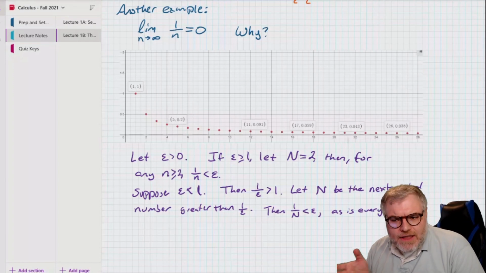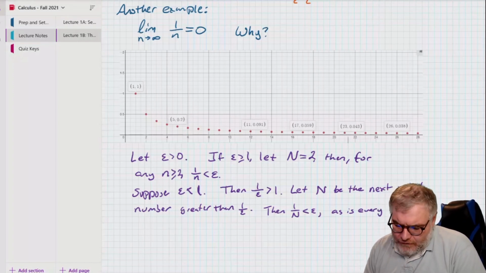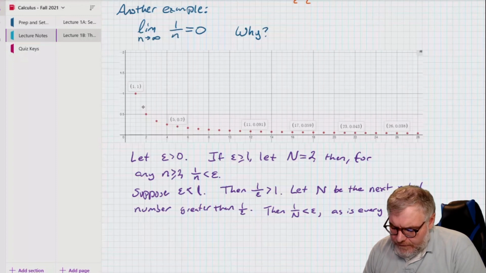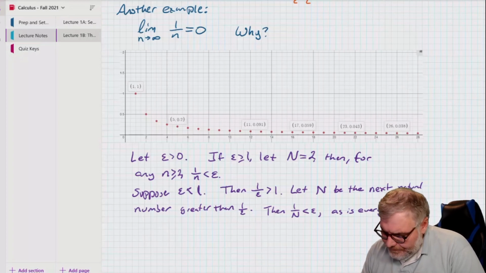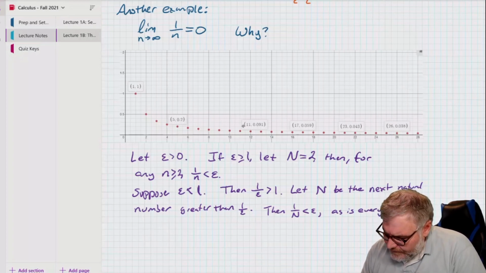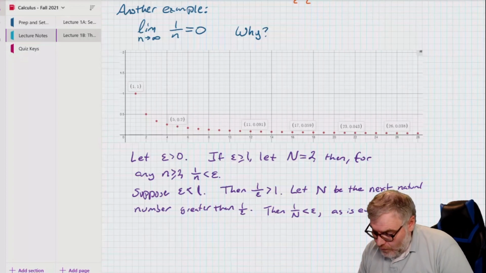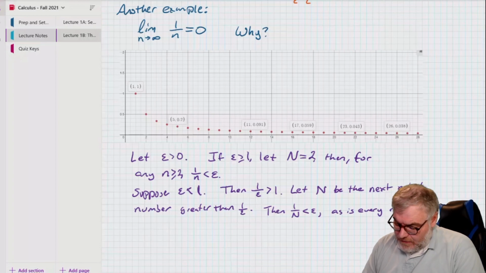Okay, so let's do another example. Let's show that the limit as n goes to infinity of 1 over n, forget about the n equals 0 bit, we're just going to discard it. Show that this limit, if I go 1 over n forever, starting from 1, I'm going to get a limit of 0. Why? Okay, well, let's look at it. If I plot this here, you can see that for any arbitrary positive distance, there's a day so that for every day thereafter, I'm within that arbitrary distance away from 0.